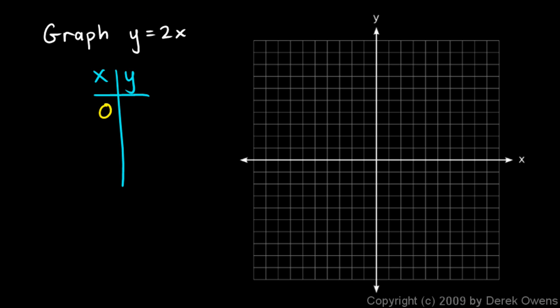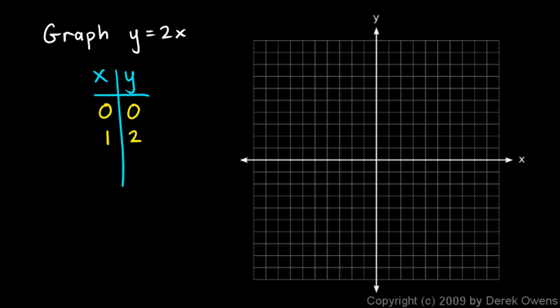If I put in a 0 for x, then y has to be 2 times 0. 0 goes in there for x, and you can see that y ends up being 0. If I put in a 1 for x right there, then y equals 2 times 1. And 2 times 1 is just 2.